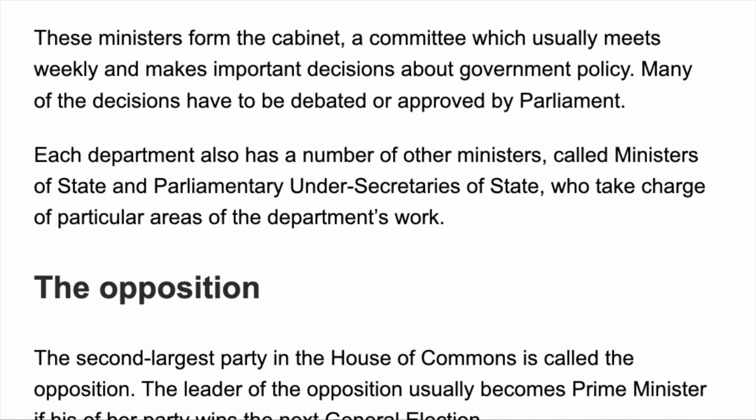Many of the decisions have to be debated or approved by Parliament. Each department also has a number of other ministers called Ministers of State and Parliamentary Under-Secretaries of State, who take charge of particular areas of the department's work.